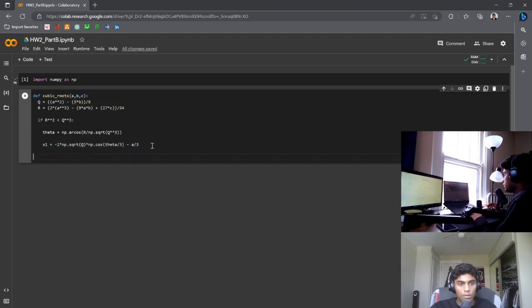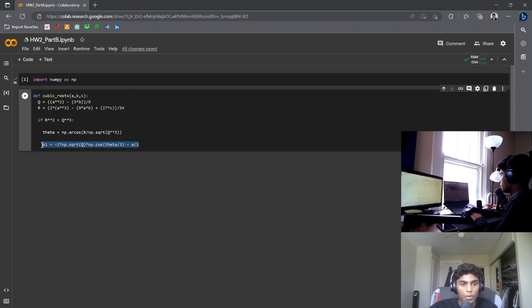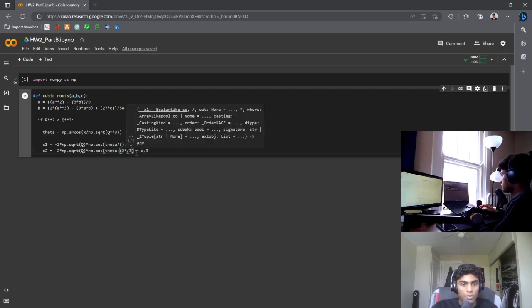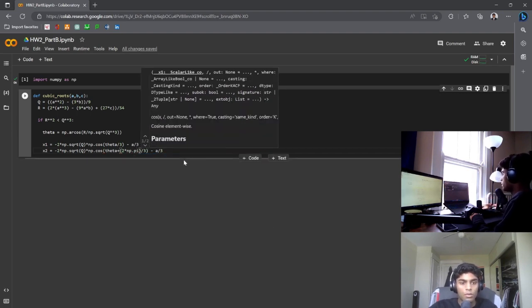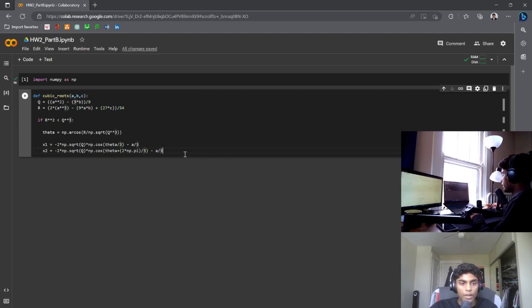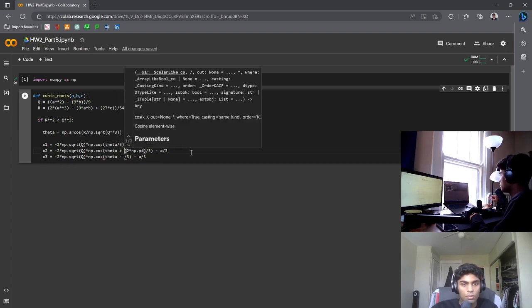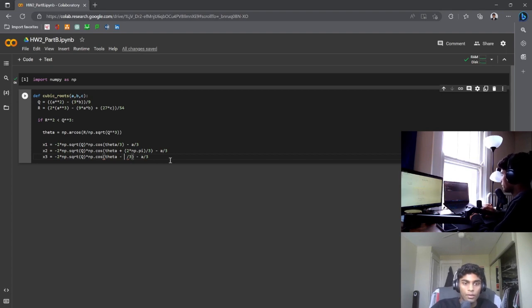I'm just going to copy paste this line down. So x2 is just that, except we're going to add 2 times np.pi. And then for x3, we're going to do kind of the same thing, except we're going to subtract 2 times np.pi.